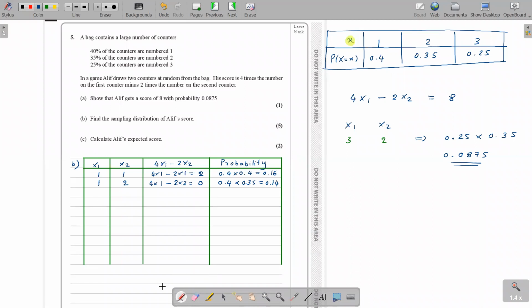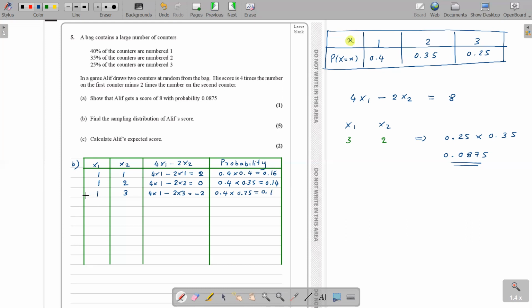And the next one, with 1, we can go 1 and 3. So 1 and 3: 4 times 1 minus 2 times 3. 4 times 1 is 4, 2 times 3 is 6, 4 minus 6 is minus 2. The score is minus 2. 0.4 multiplied by 0.25. How much is the answer? 0.1. Okay, so we are done with 1.